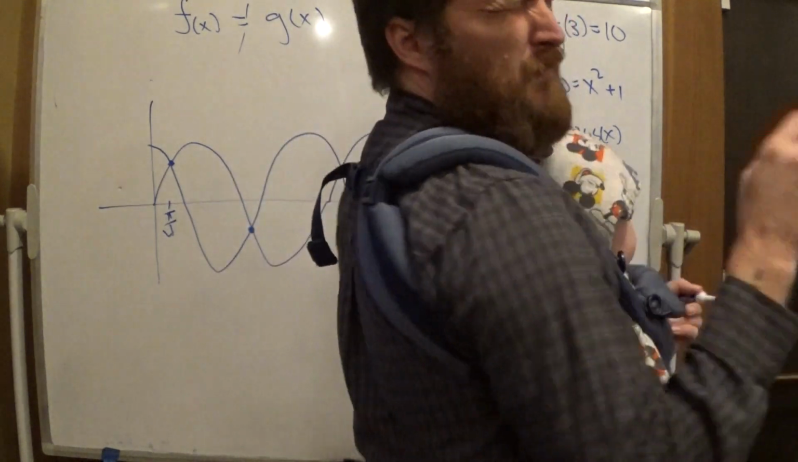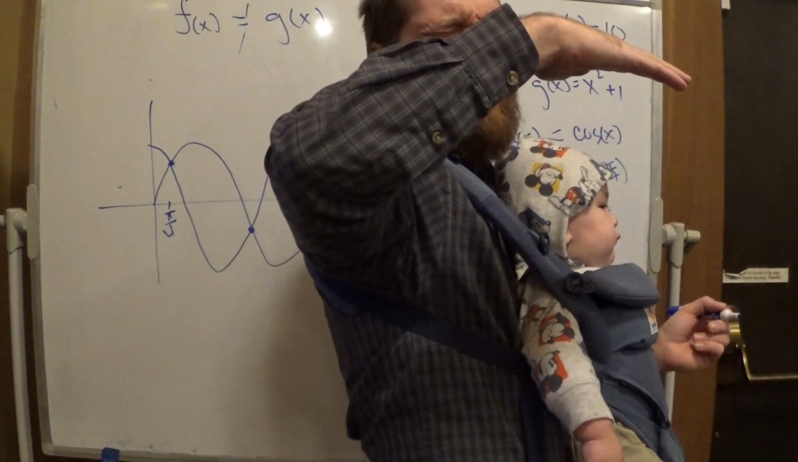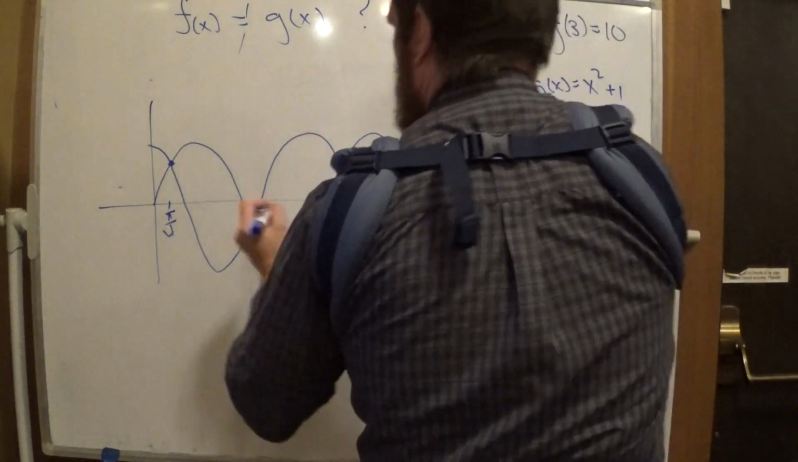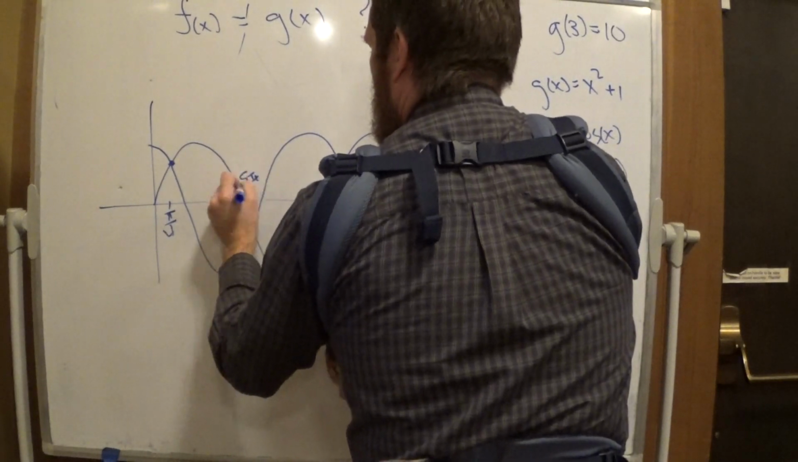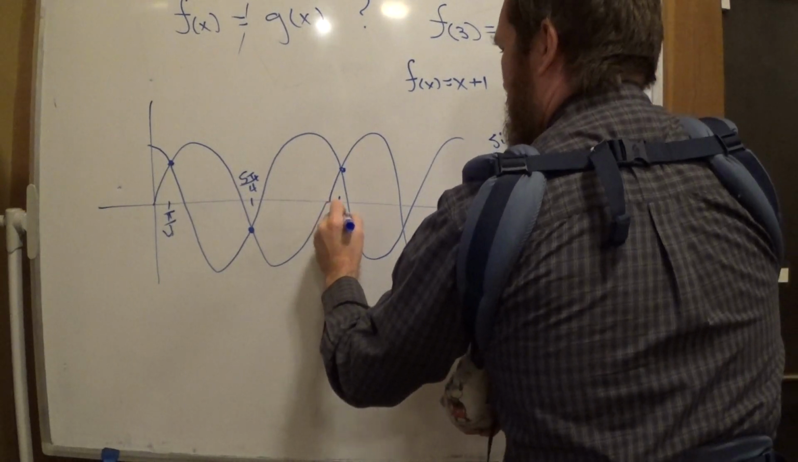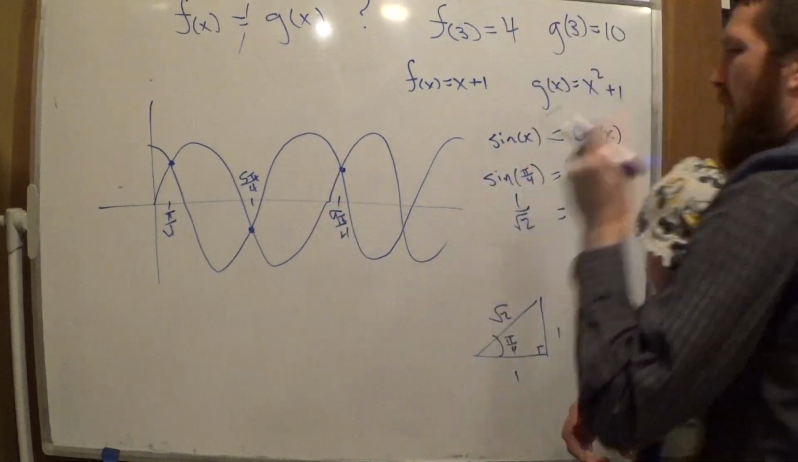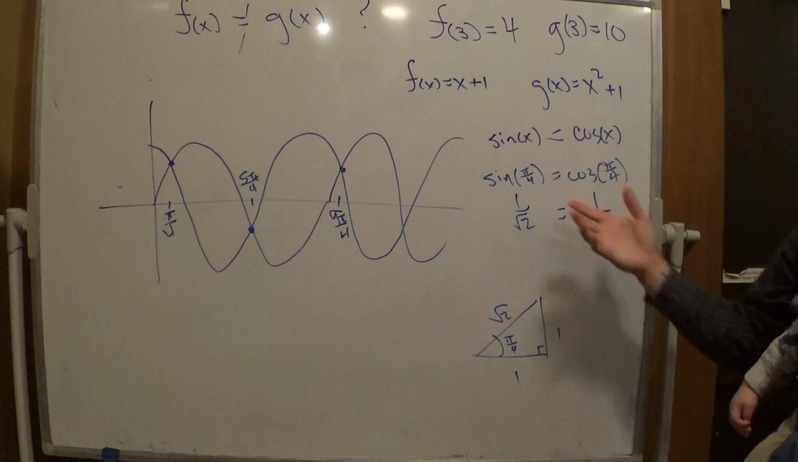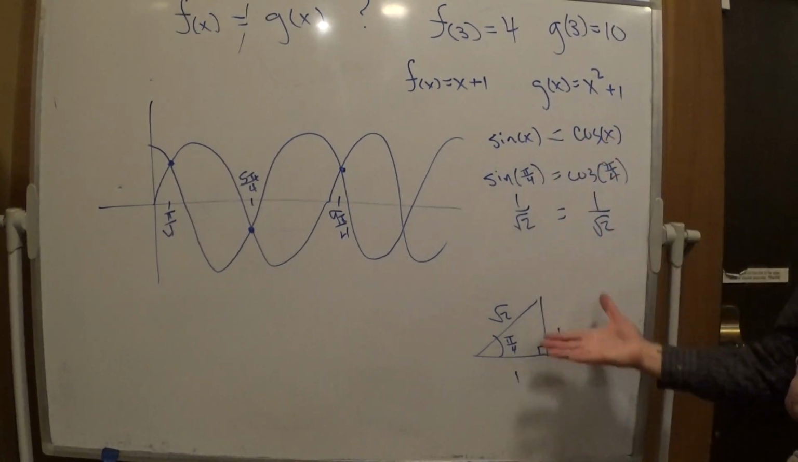No. 4 pi over 4, 5 pi over 4. Thank you. At 5 pi over 4. They would intersect again at 9 pi over 4, and so on and so on. So, in fact, you could find infinitely many values.